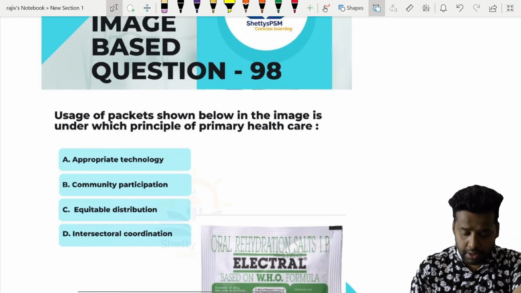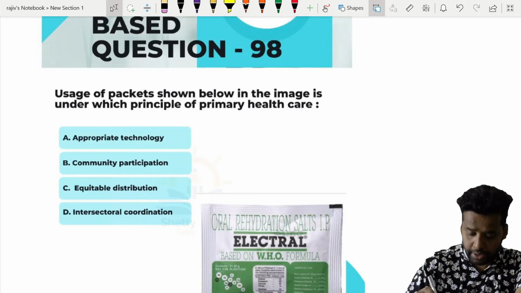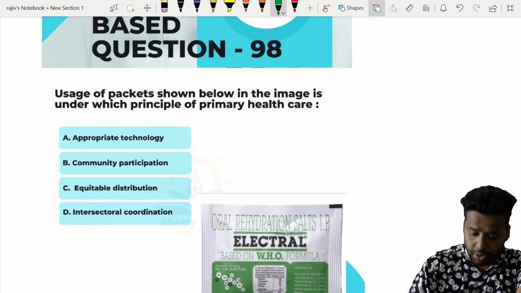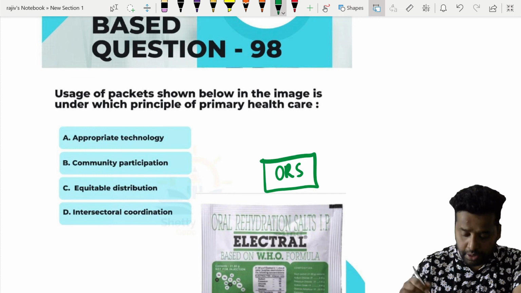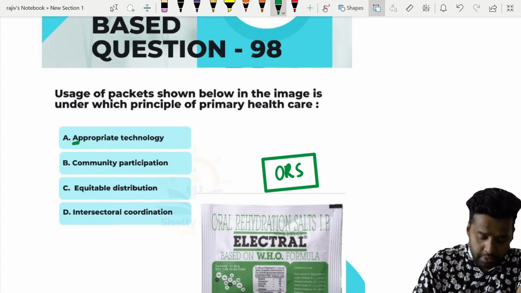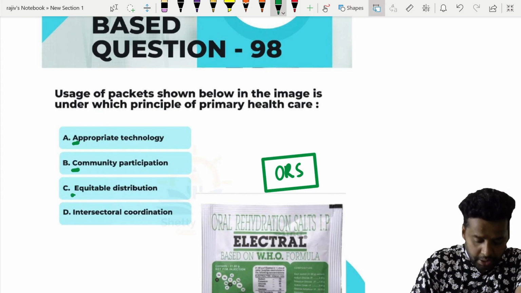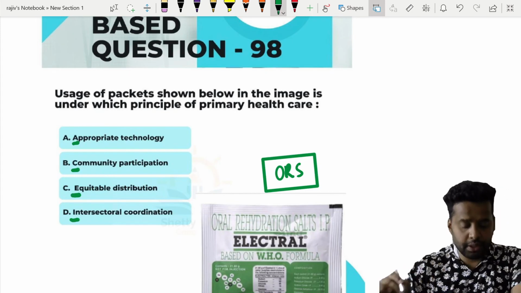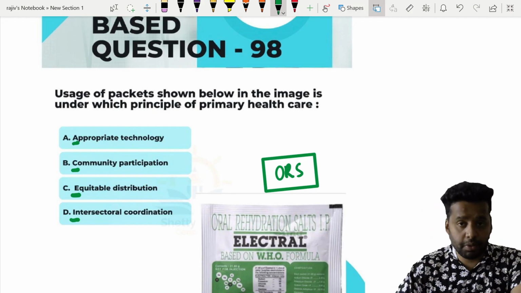So question number 98. ORS packets what you are using in healthcare. There are four principles of primary healthcare shown here: appropriate technology, community participation, equitable distribution, intersectoral coordination. These are the four principles of primary healthcare.